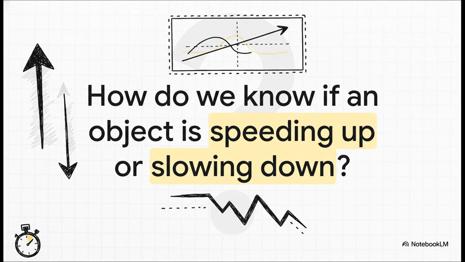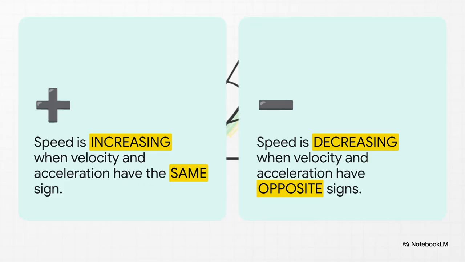Okay, but here's a classic question that trips a lot of people up. You might think, oh, positive acceleration means speeding up. But it's actually a little more subtle than that. The real answer comes from comparing the velocity and the acceleration. And here's the secret. An object speeds up when its velocity and acceleration are working together, when they have the same sign. They could both be positive or they could both be negative. It's slowing down when they're working against each other with opposite signs. So get this. An object with negative velocity and negative acceleration is actually speeding up. It's just doing it in the negative direction.